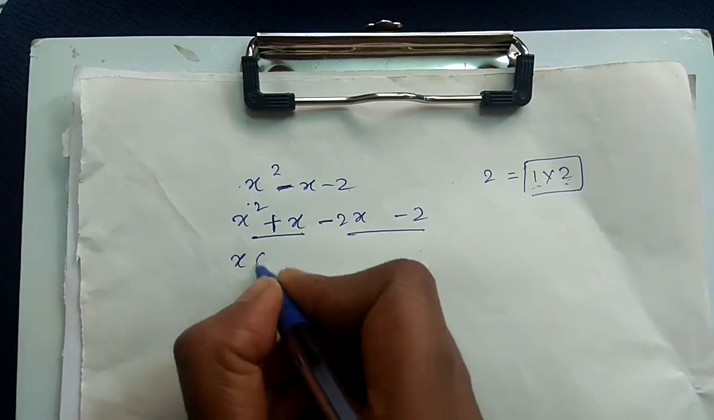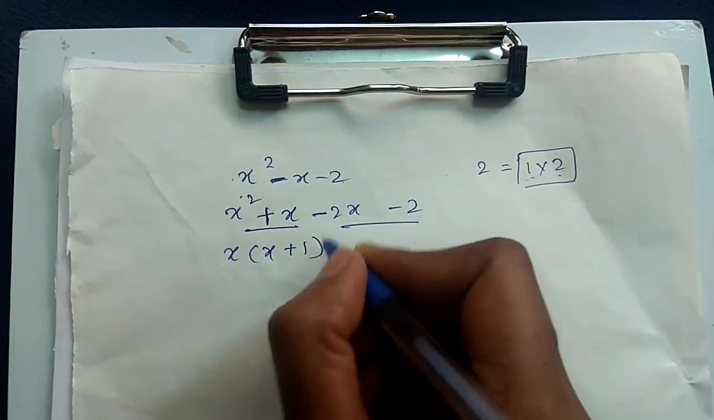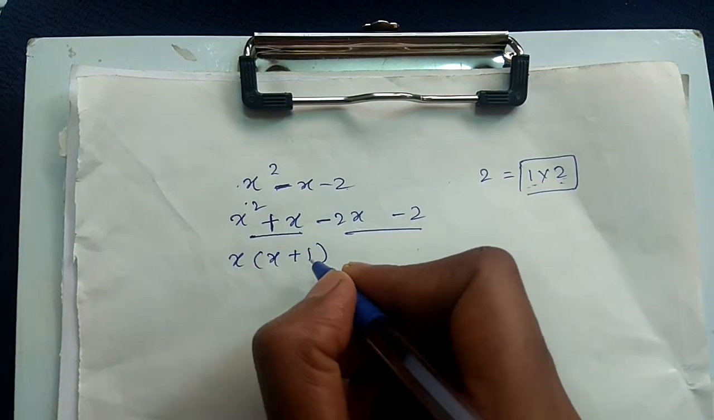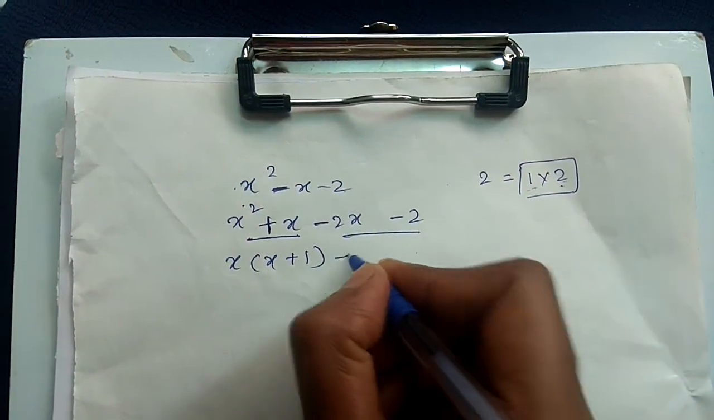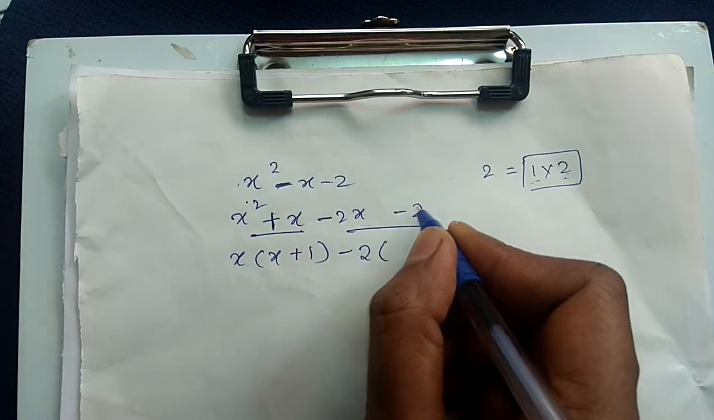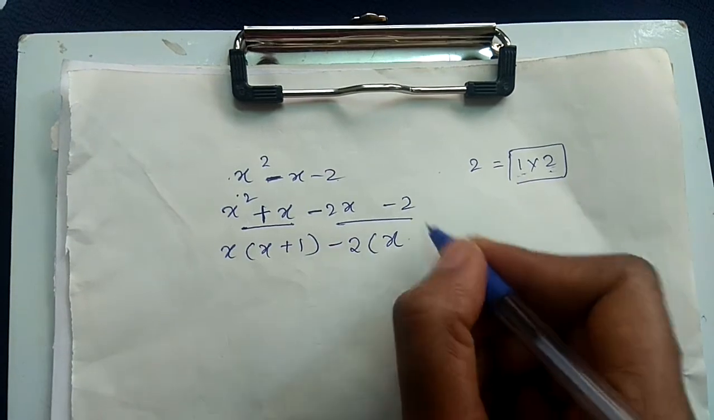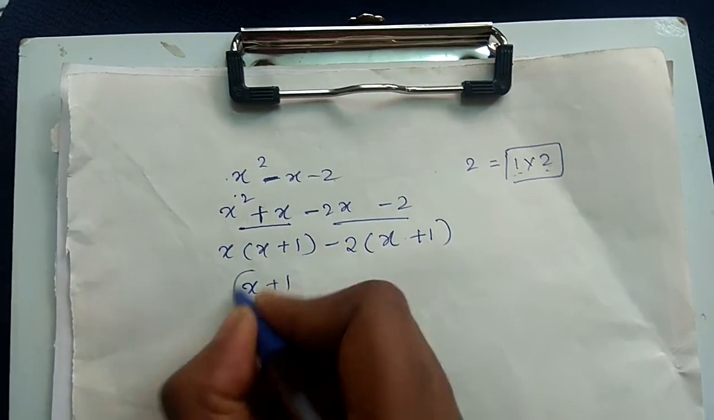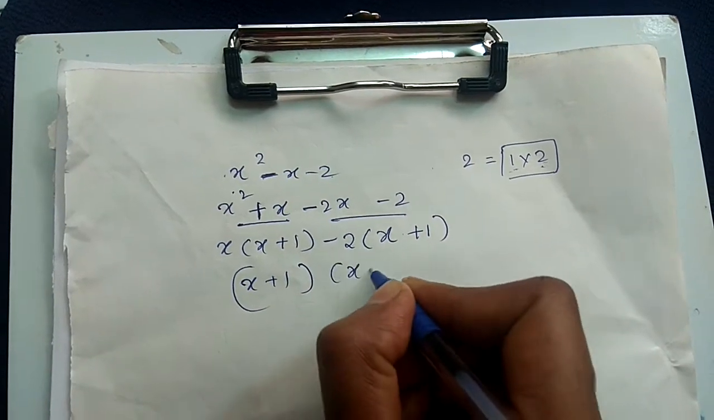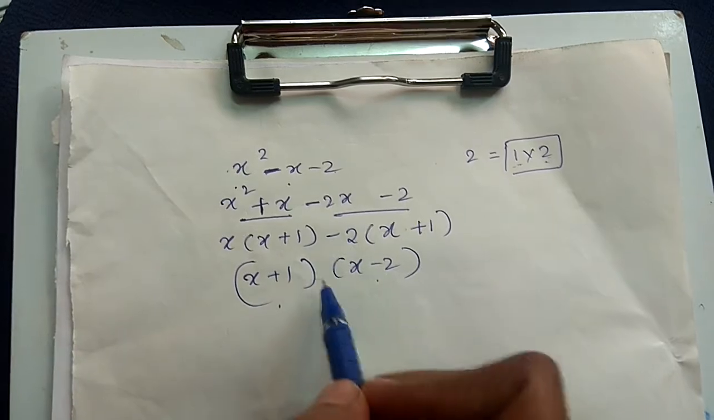Here common is x. So x plus 1. x will go here. Here we should get the same bracket, x plus 1. Both should have a plus sign. So we're going to take this minus from both the terms. Minus 2 is common. So here we'll remember with plus x, and here will be plus 1. So we got factors as x plus 1 common and x minus 2. So from this we got the factors. We have just split the factors.